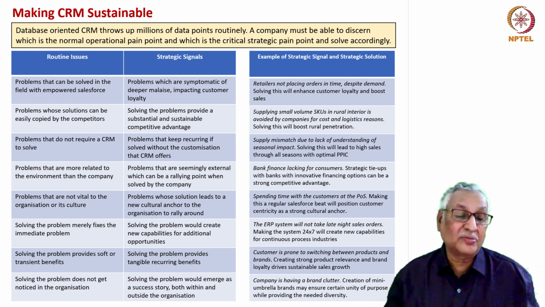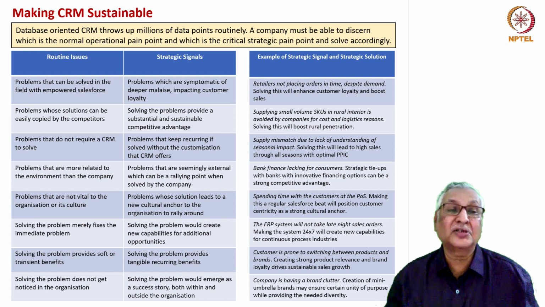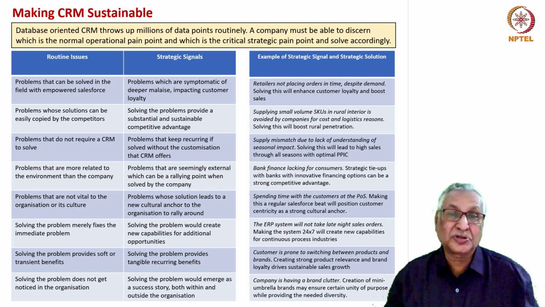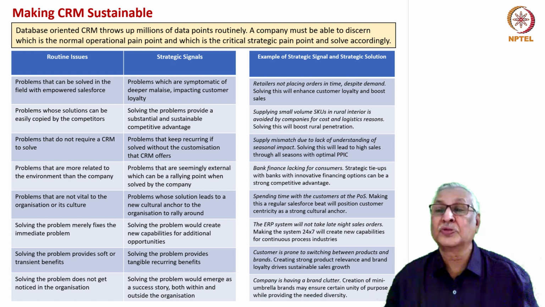If solving of the problem does not get noticed in the organization, it is a routine issue. However, if solving the problem emerges as a success story, and if the pathway to solving the problem emerges as a role model, both within and outside the organization, it is a strategic issue. So let's look at some more examples of strategic signal and strategic solution. In a company, retailers are not placing orders in time despite demand. If you solve this problem, it will enhance customer loyalty and boost sales. Therefore, it is a strategic problem and a strategic solution.